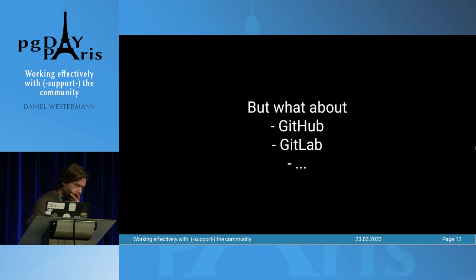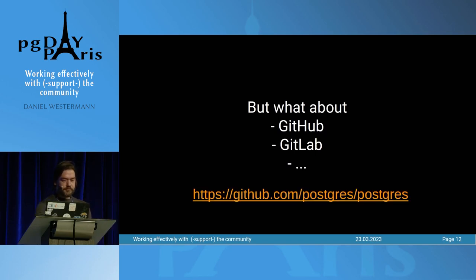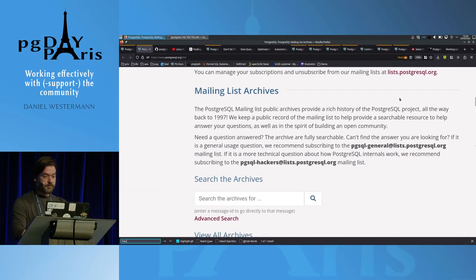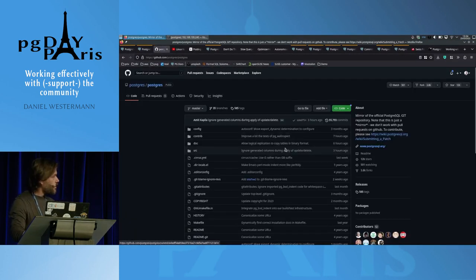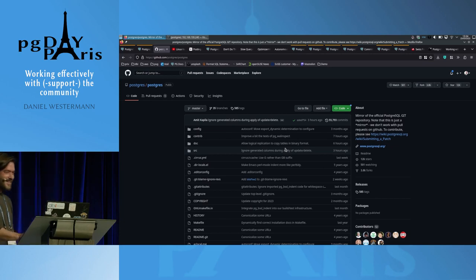Today, most of the people, or at least the developers, expect development to happen on GitHub or GitLab. Not so Postgres. There is actually a GitHub repo, which is this one. But if you take a closer look, what is missing here? Issues. We don't have those. There are no pull requests, no merge requests. This is a pure read-only copy of the Git repository from Postgres. So nothing is really happening here.